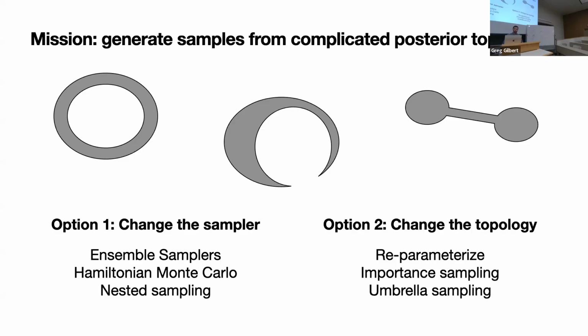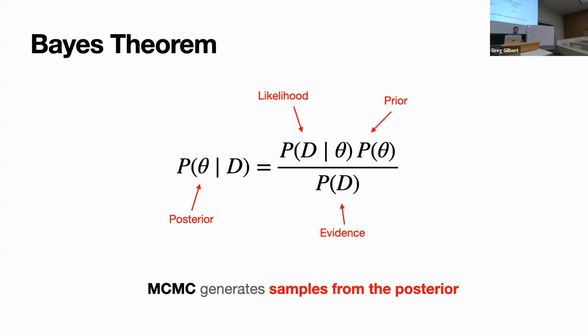Okay, so this is what we're trying to do, is sample from these complicated topologies. So just to remind everyone of Bayes' theorem, these are the 4 components. There's the posterior, likelihood, prior, and evidence.